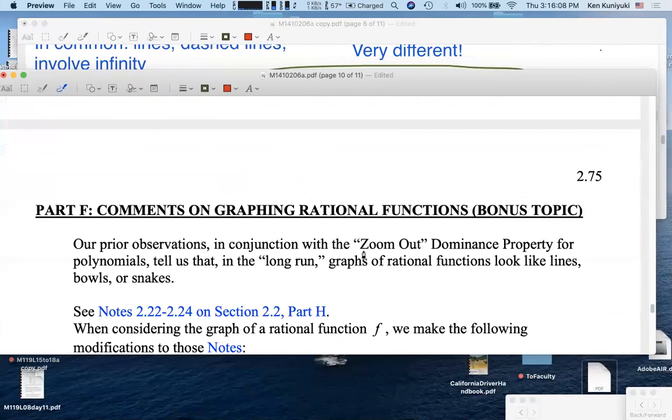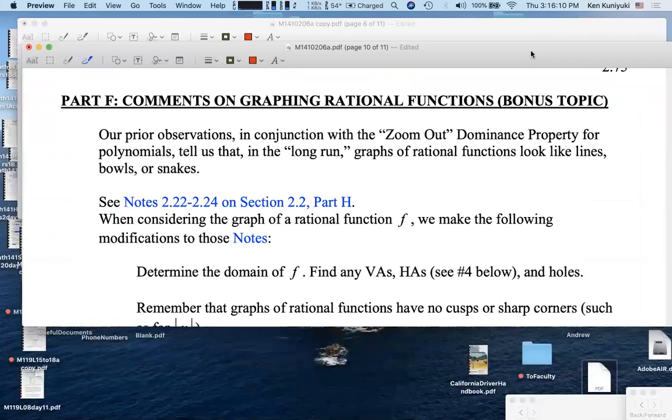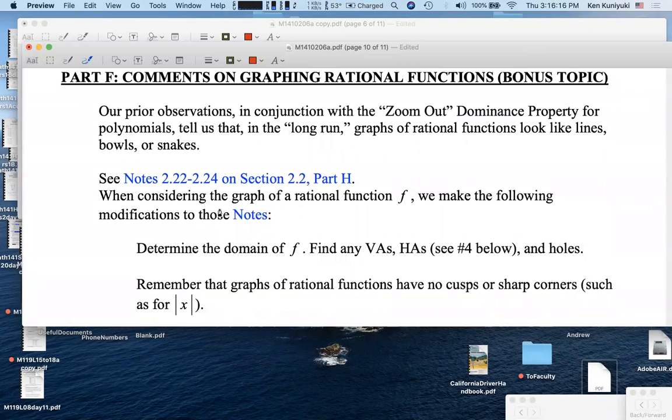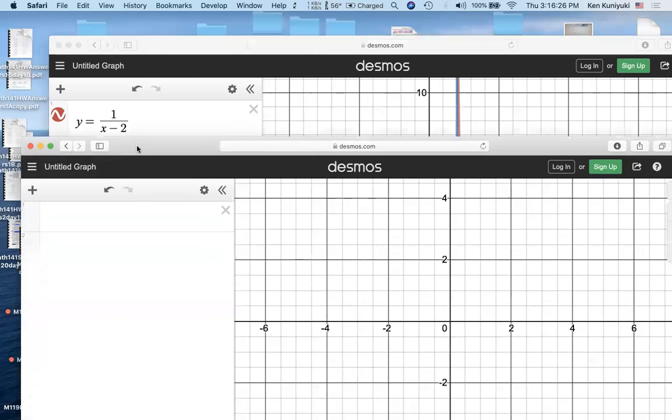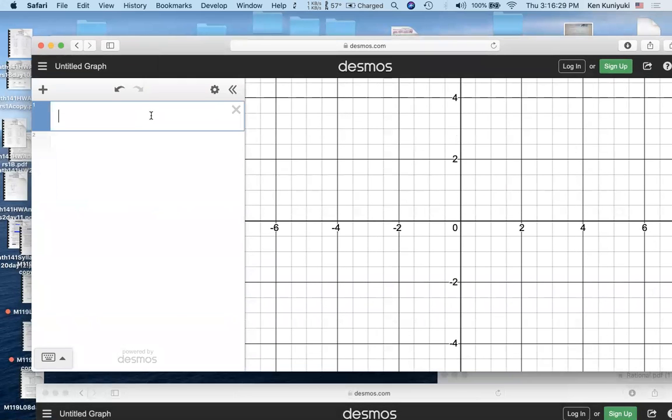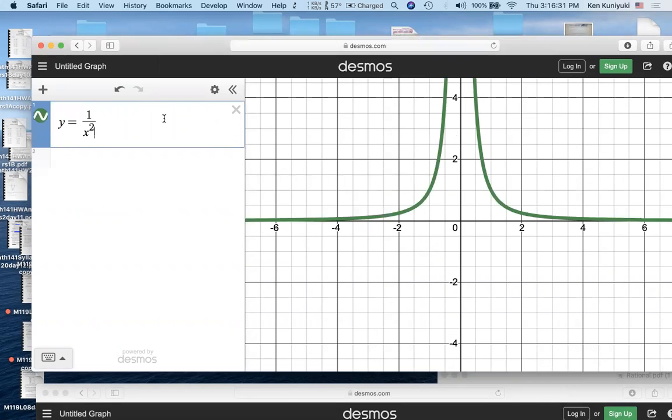All right, so here's an overview. Comments on graphing rational functions. Assume we have y as a function of x, y equals f of x. Well, first of all, the biggest issue is to determine the domain of f. All right, so if you have something like y equals 1 over x squared plus 1, that was this bell shape over here. The domain was all real numbers, and we had no VAs or holes or anything like that. Every real value of x corresponded to a point. The domain was all real numbers.